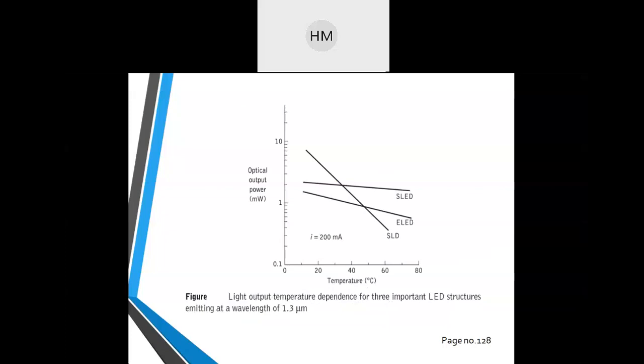This is shown, light output temperature dependence for three important LED structures. As temperature increases, what happens to optical output power? ठीक है. As you can see, for this superluminescent, at temperature changes, its optical output power reduces to a very high extent. And temperature doesn't affect much the SLED, but the ELED, it affects a little bit. So the best combination generally we use is SLED if there is a parameter of temperature.